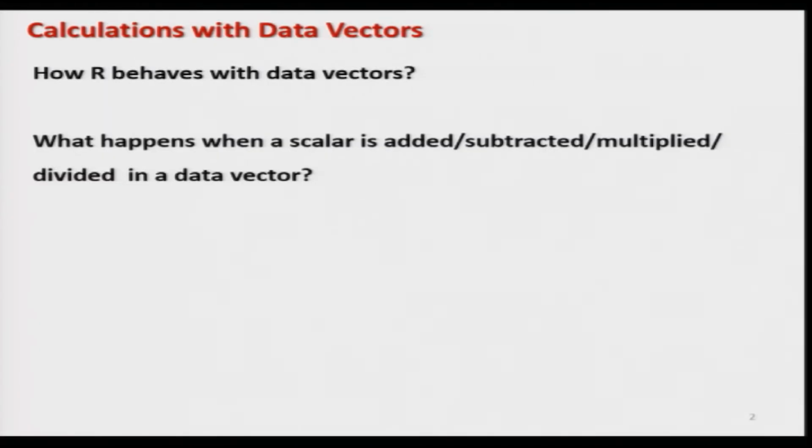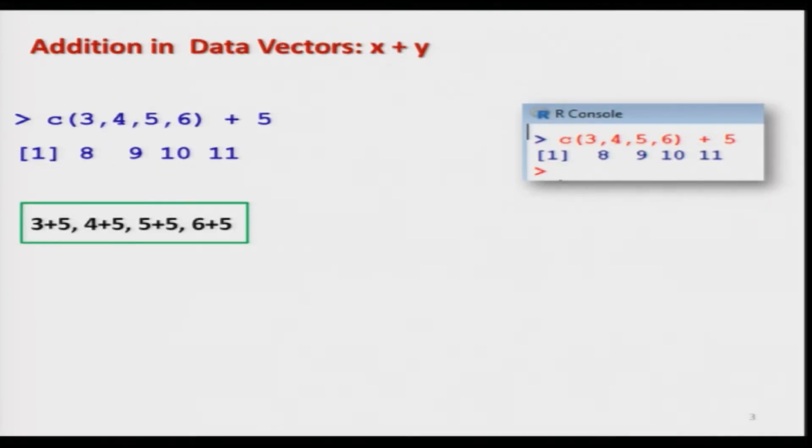Okay, so now you can see here that my basic objective is how R behaves with the data vectors, and how R operates when a scalar or a data vector is operated on a data vector. Scalar versus scalar, that we already have done in the last lecture. So now let me take a simple example and then I will try to show you it on the R console also. Suppose I take a data vector consisting of 4 numbers 3, 4, 5, 6, and we try to add a scalar. So you can see here this is a scalar and this here is the data vector.